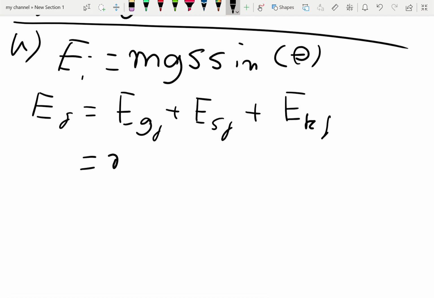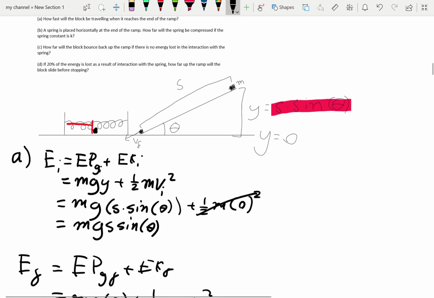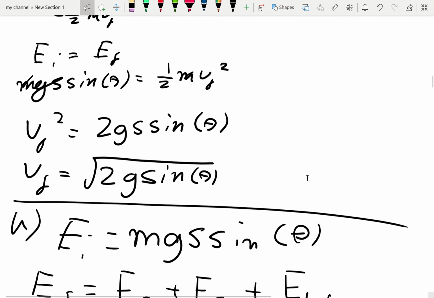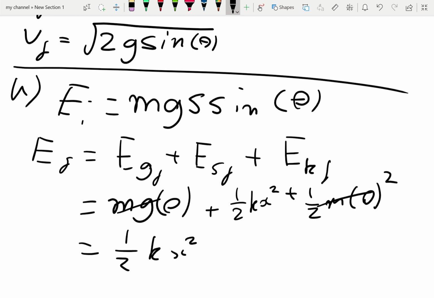We have mg0 for final gravitational potential energy. We have 1/2 times k. When the spring is compressed, it is compressed by an amount x of compression, which we don't quite know yet, but we will solve for that. 1/2 kx squared. That's from the expression for potential energy stored in the spring, plus 1/2 m0 squared, because the velocity is 0. Because this term and this term both have a 0 in them, we can cross them out, and we are left with 1/2 kx squared.